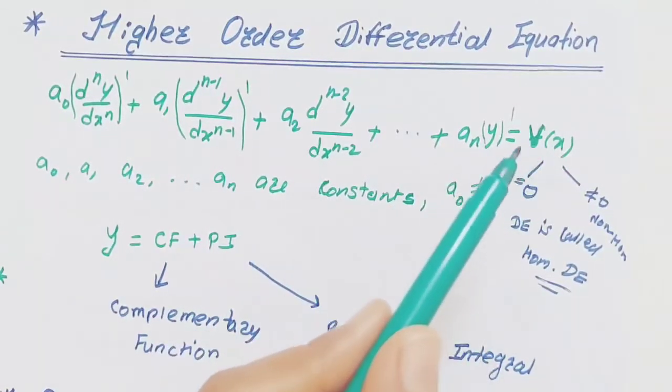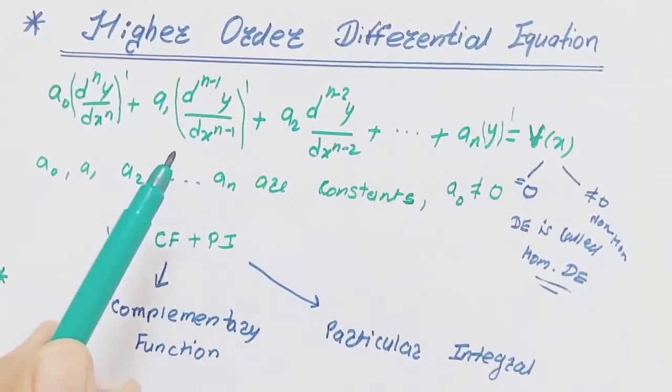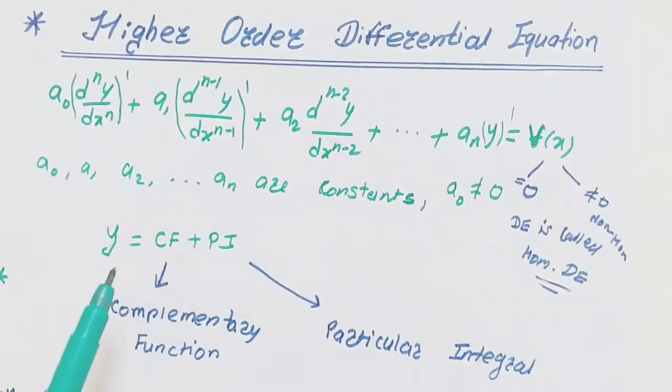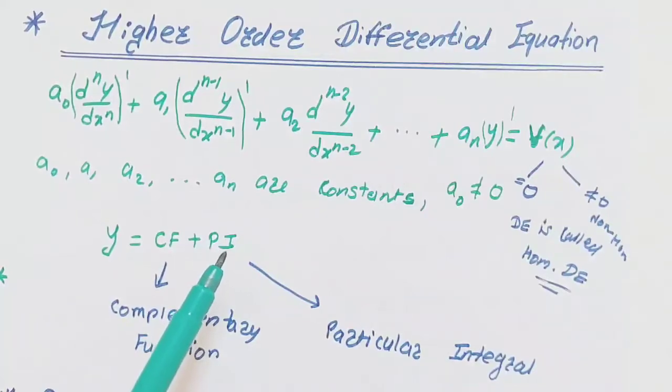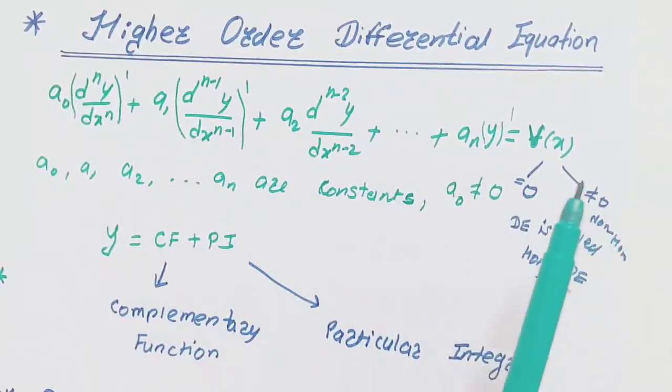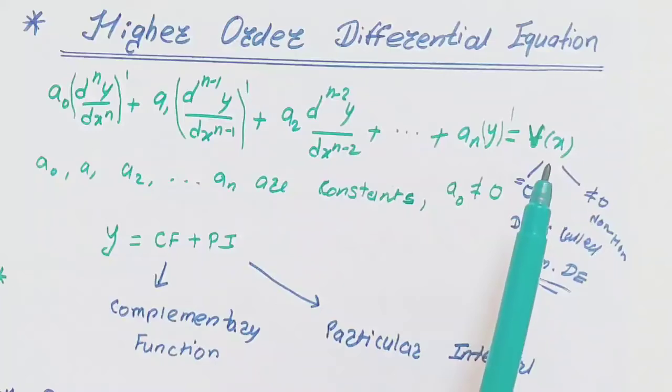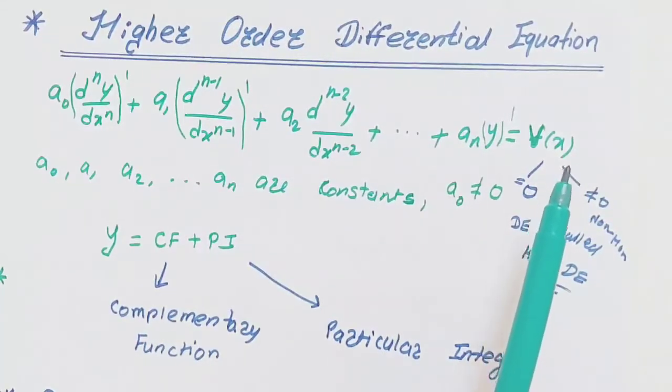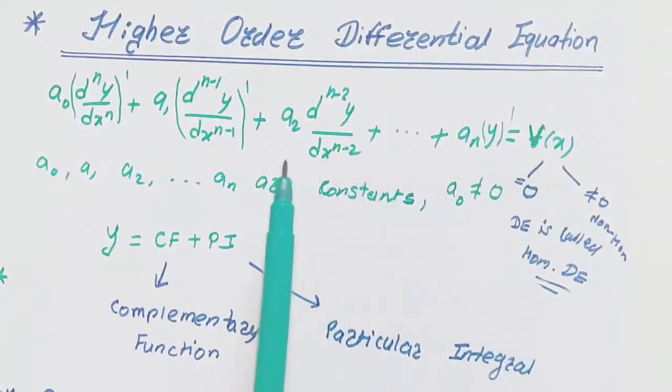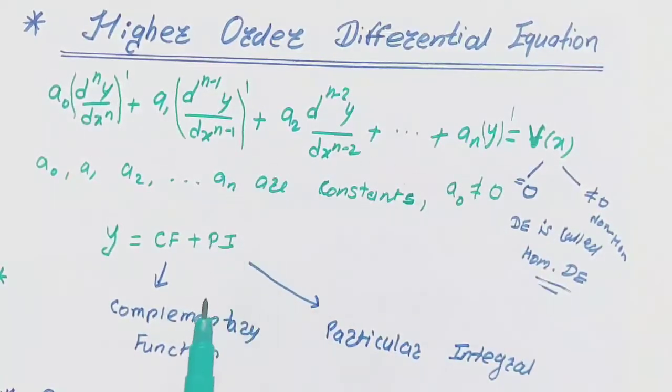If v of x is 0, then the solution for the homogeneous differential equation is simply y is equal to CF, because PI corresponds to the right hand side, and if the right hand side is 0, then the homogeneous solution is only y is equal to CF. But in case there exists any function in the right hand side not equal to 0, then corresponding to v of x we have to find PI. Then the solution for this differential equation is CF plus PI. For the left hand side CF, for the right hand side PI. So the complete solution is y is equal to CF plus PI.